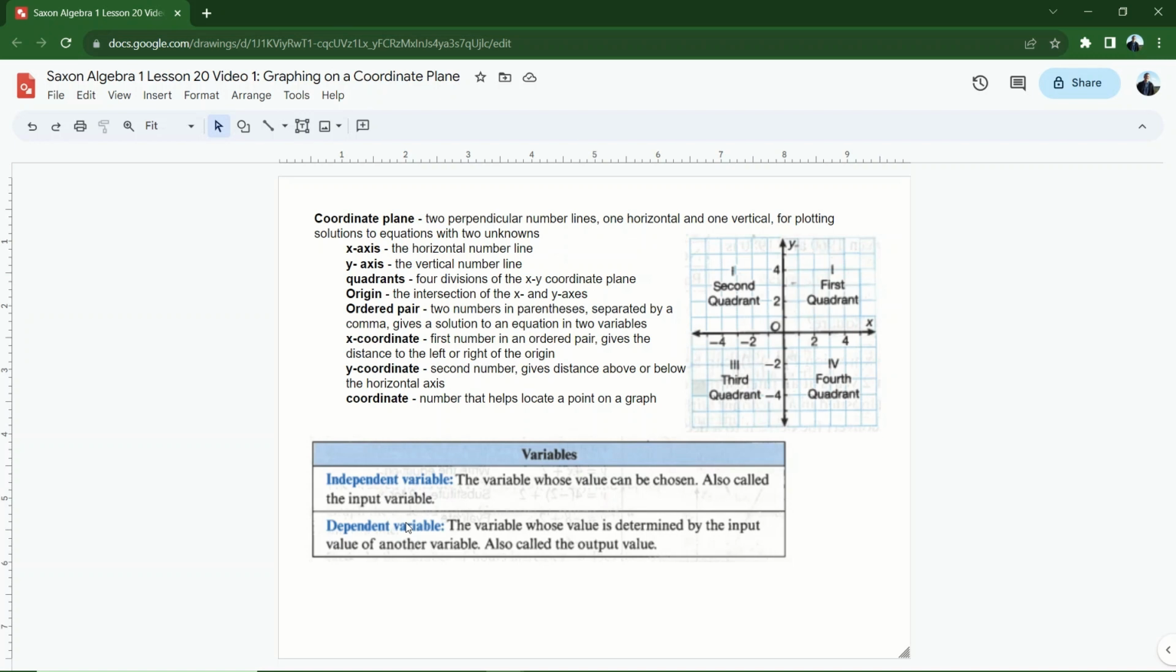Now here's where this comes into play with what we're talking about here. The independent variable goes on the x-axis. The dependent variable that responds to the independent variable goes on the y-axis. So when we graph variables, we consistently do x for independent, y for dependent. All right, let's move on to some practice problems and see what this is all about.